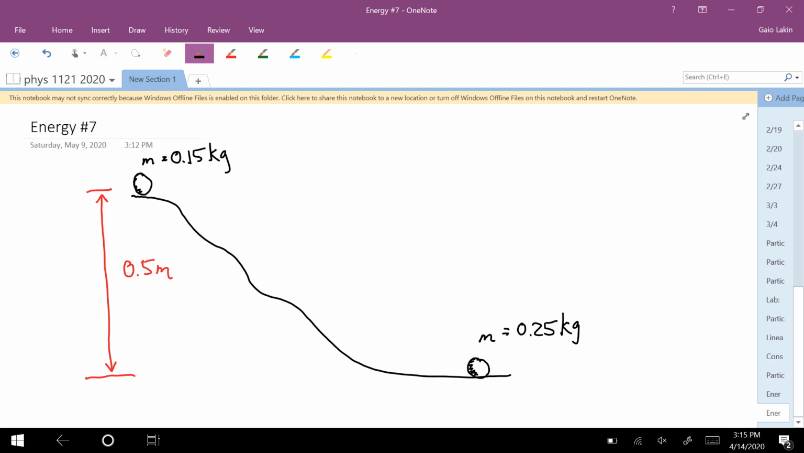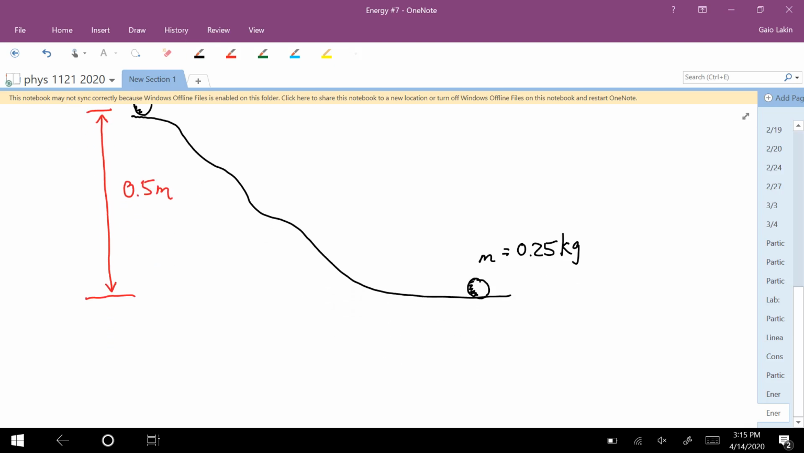We want to know the velocity of the first ball right before the collision, and then the velocities of both of them after the collision. So for part A, to calculate the velocity of the ball that starts at the top of the hill right before it collides with the second one, it's a problem that relates a change in position of an object to a change in speed. So we're going to use conservation of energy for that. The collision hasn't happened yet. When we get to the collision, we're going to have to use conservation of linear momentum. That always is the way to deal with collisions.